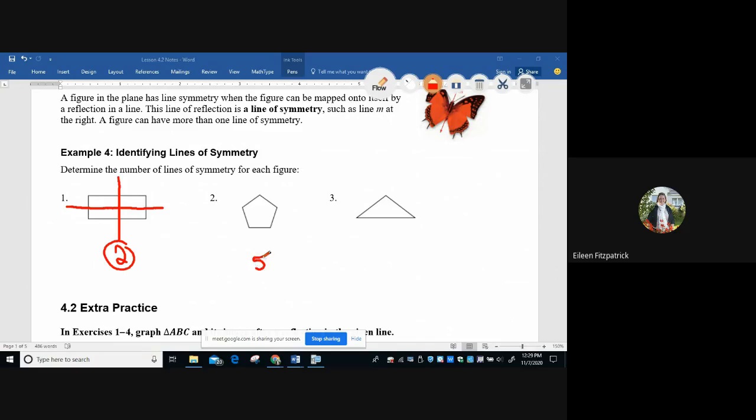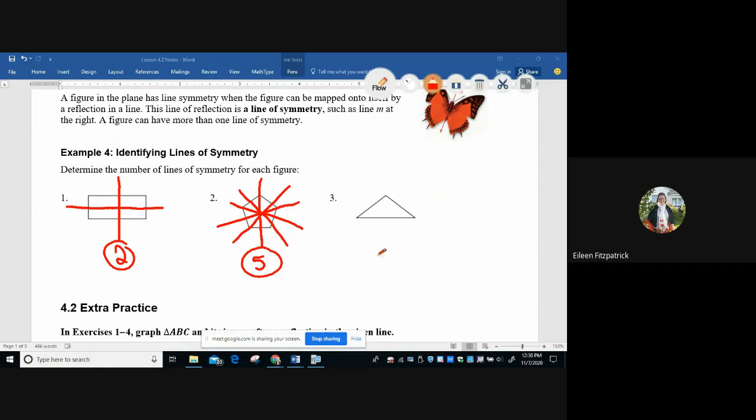What about the next figure? There are 5. This is called a regular polygon. It's a regular pentagon. A regular pentagon is a pentagon that has 5 sides that are all equal in length and 5 angles that are all equal. All of our regular polygons have the same number of lines of symmetry as number of sides or number of vertices. So here is 1 line of reflection or line of symmetry. Here's another one. The third. Oop, that was a little off. The 4th line. And finally, the 5th line.